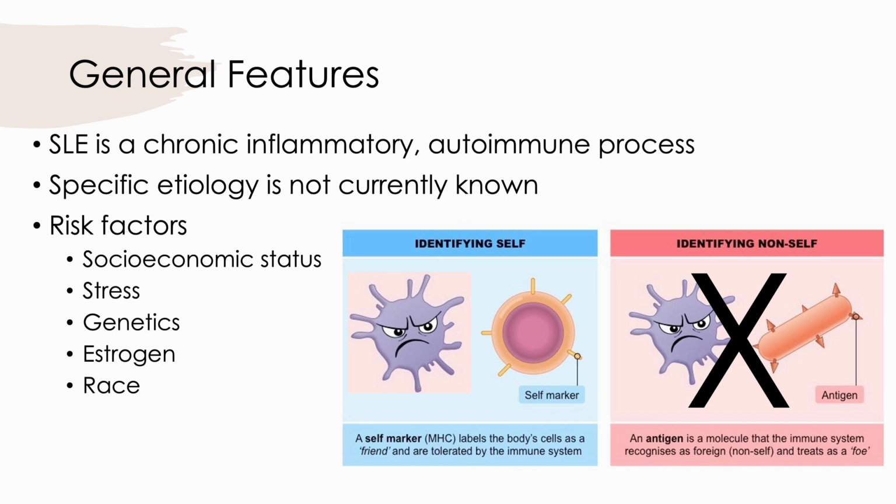Specific etiology of lupus and its manifestation in individuals is not currently known, although there is evidence to suggest a correlation with viral processes such as Epstein-Barr virus, HIV, and others, along with history of certain medications. Risk factors include socioeconomic status, stress, genetics, estrogen production, making it 90% more common in women than men, and more likely in younger women than older women, and race, where African American and Hispanic women are most at risk.